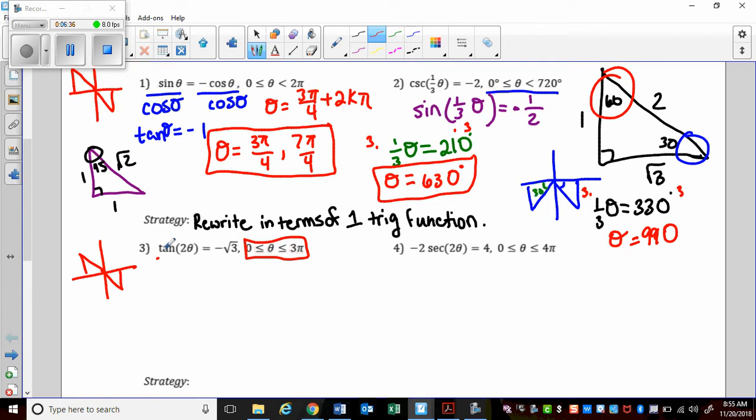So I know that 2 theta has to equal, well, this is pi over 3, so this is 2 pi over 3, plus any multiple, so I can say 2k pi.